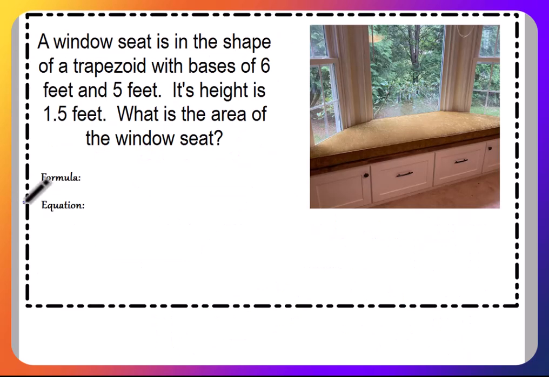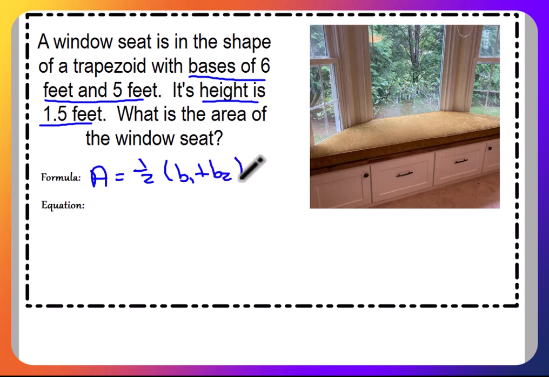Okay, a window seat is in the shape of a trapezoid with bases of 6 feet and 5 feet. Its height is 1.5. What is the area of the window seat? Okay, so formula, area equals 1/2 parentheses base 1 plus base 2 times the height. So you can see that this is a trapezoid window seat, so if you want to go ahead and label it, go ahead and do so. I have a base of 6 feet, 5 feet, and the height perpendicular to the base is going to be 1.5.